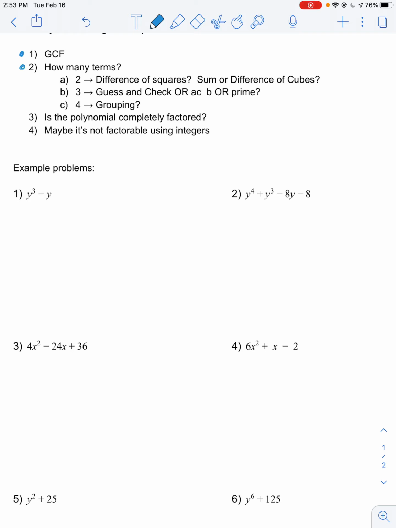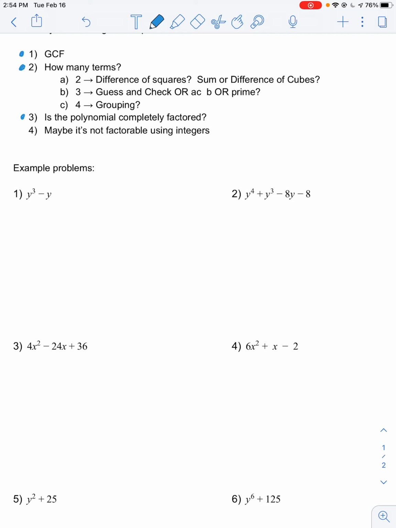The next step, or if it doesn't have a GCF, the first step, would depend on how many terms this polynomial has. If it has two terms, you're going to look for difference of squares or sum and difference of cubes. If it has three terms, you're either going to use a guess and check approach or the ACB approach. It's possible you've been given a prime trinomial. If it has four terms, we did say in Math 21, this polynomial is factorable by grouping.